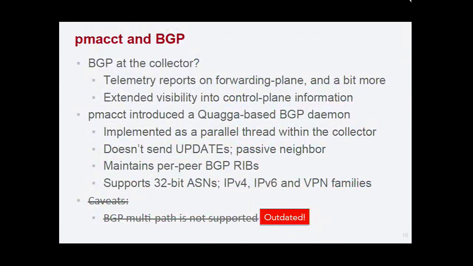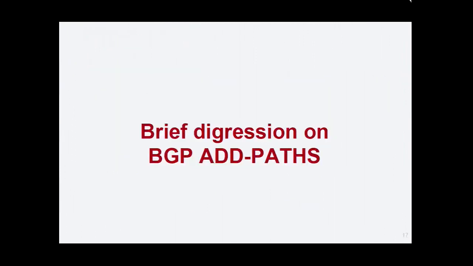It supports whatever a BGP peer should support in 2014, and a caveat that you see at the very end: BGP multipath is not supported. This is outdated information, and we will see in the next few slides why that is.